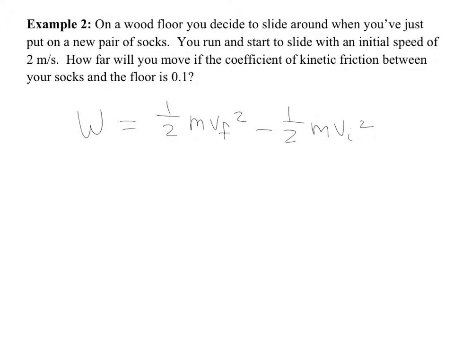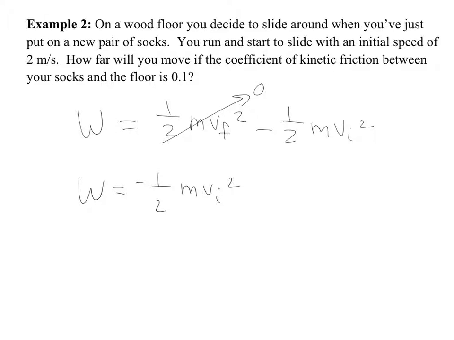The first term is 1/2 m vf squared, and vf is 0. What is the problem asking you? How far will you slide before you stop? When you stop, what's your velocity? So vf is 0, right? So this whole thing is 0. Good. And this is the initial velocity, which was given in the problem as 2 meters per second.